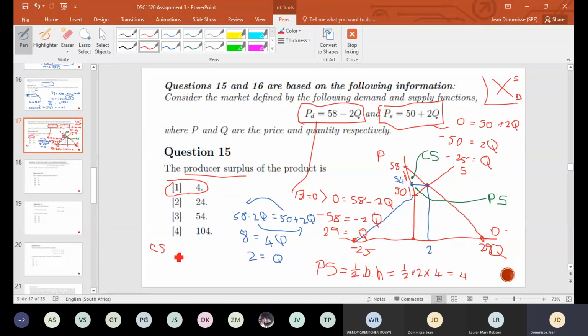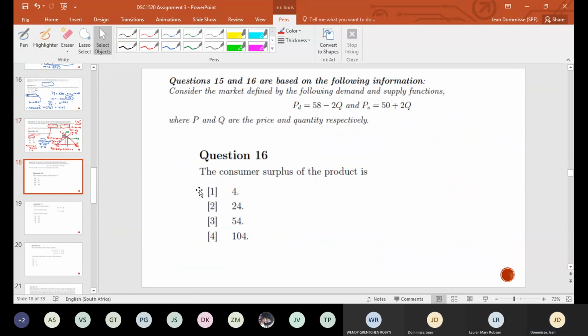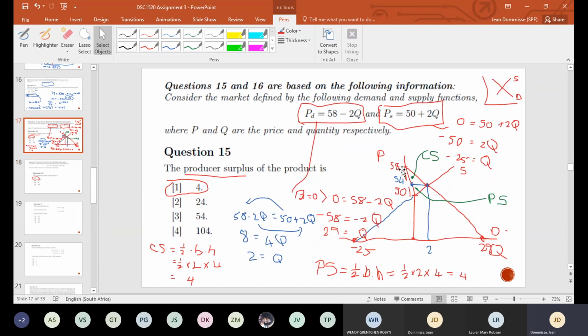So let's do the consumer surplus as well on this slide. Again, the same formula for the consumer surplus: half times base times height. The base is exactly the same, times 2. And here the height is the 58 minus the 54, which is also 4. So in this instance, the consumer surplus is also 4. Weird, but it is exactly the same. The only reason is, if you look at those functions, the equilibrium is halfway between those 2 points.